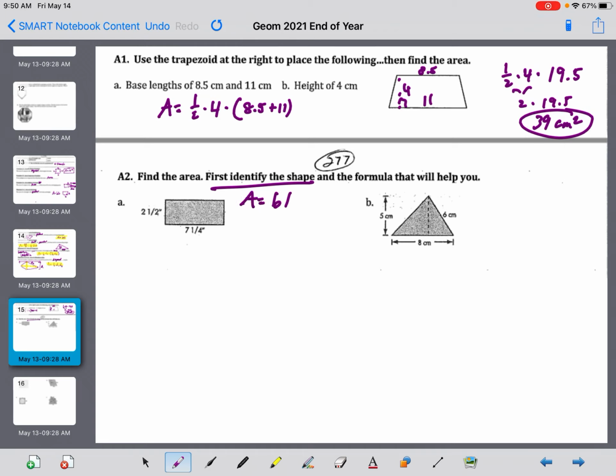So it's going to be area is equal to base times height. So we're going to take 7.25 times 2.5. Area is going to be 18.125 inches squared.